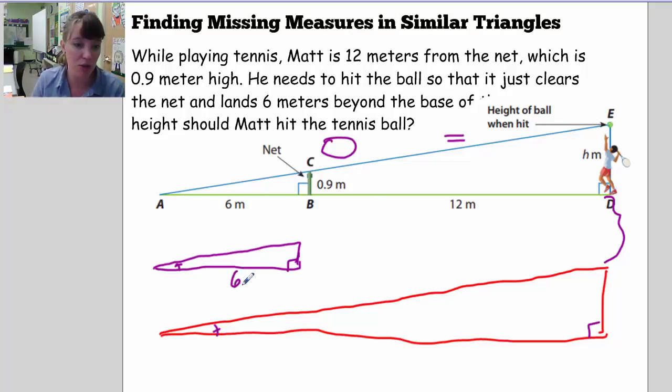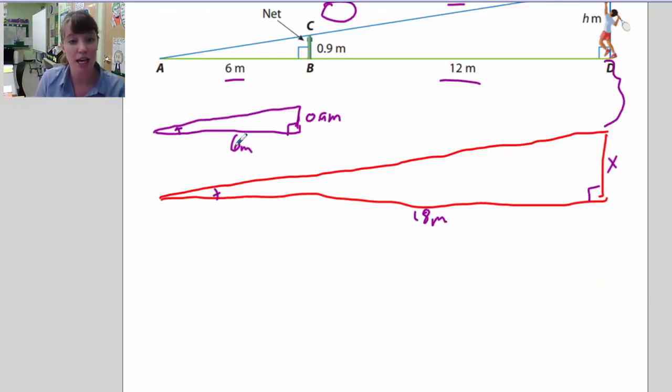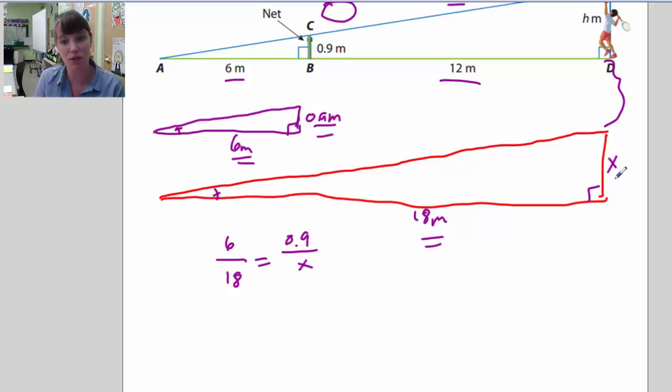So if this is 6 meters right here, and this is 0.9 meters, and I know that this whole thing is 6 plus 12 meters, which is 18 meters. So the length across this bottom one is 18 meters, and I'm wondering what this is, then I can create a proportion here. So I can say 6 is to 18 as 0.9 is to this unknown value, right? The ratio of this side to this side is the same as the ratio of this one to this one. And now that I have a proportion, I can go ahead and solve.